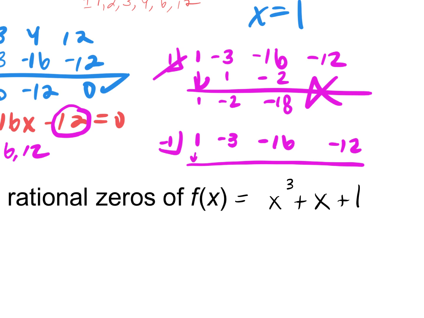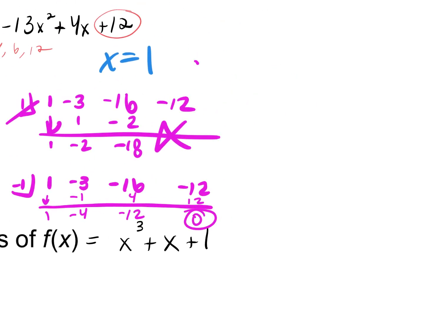All right, bring down the 1. 1 times negative 1, negative 1. Negative 3 and negative 1 is negative 4. Negative 4 and negative 1 is positive 4. What's negative 16 and 4? Negative 12. What's negative 12 and negative 1? 12. I get negative 12, negative 12. Negative 12, positive 12, 0. Yay. So what'd you guys just prove?